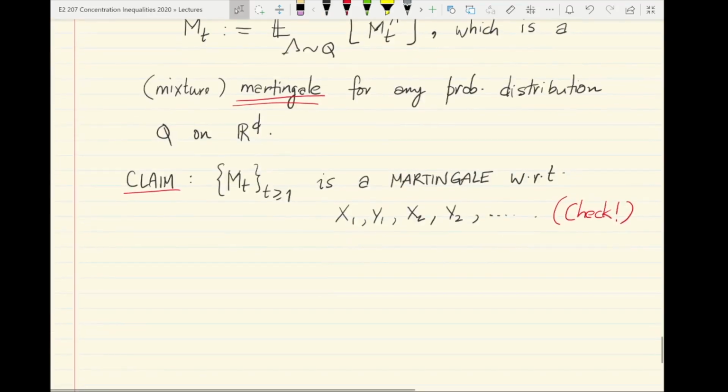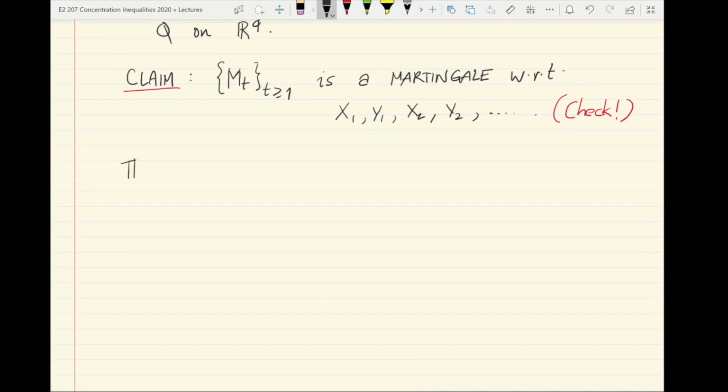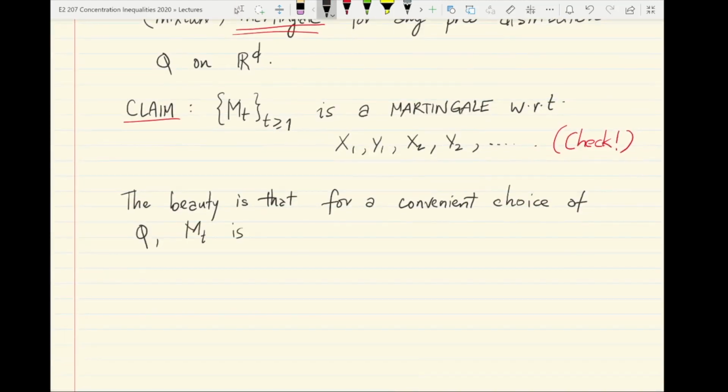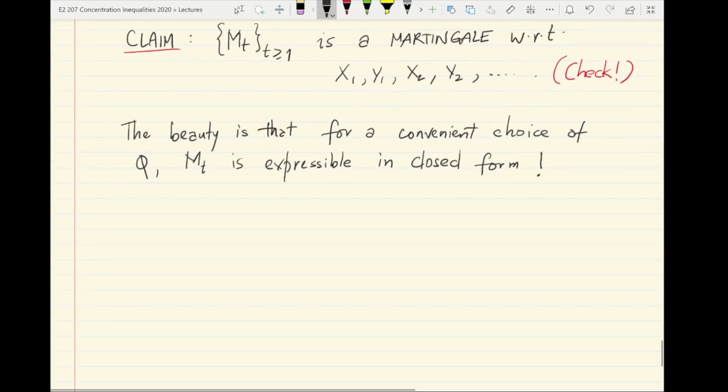Okay, and in fact the beauty here is that for a convenient choice of the distribution Q, the measure Q, there is actually an explicit closed form expression for MT. MT is expressible in closed form thanks to properties of the Gaussian measure. Okay, so this is remarkable.